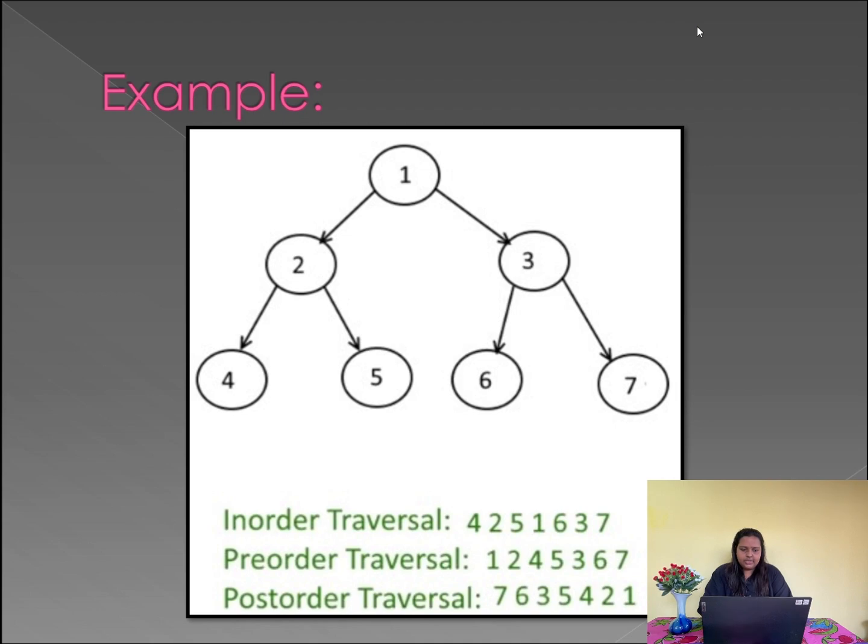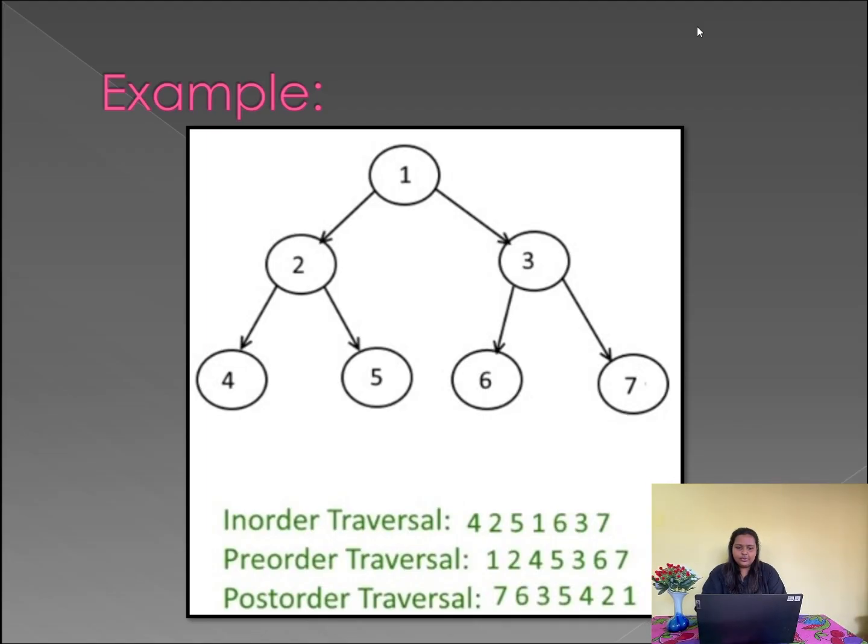Next we go to the right subtree of root node, 3. Visit left child 6, visit parent 3, visit right child 7. So from the right subtree we get 6, 3, 7. Now combine everything. Then we get 4, 2, 5, 1, 6, 3 and 7.